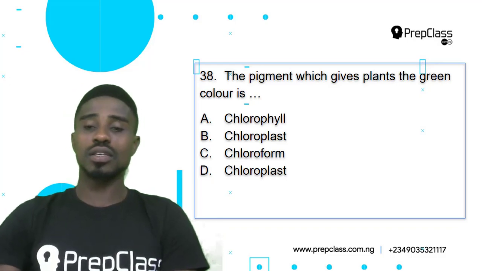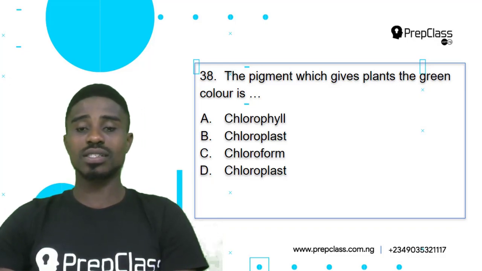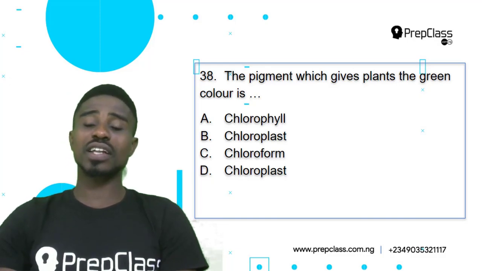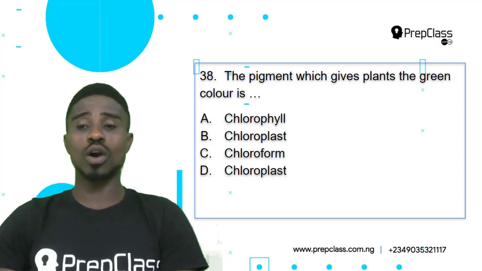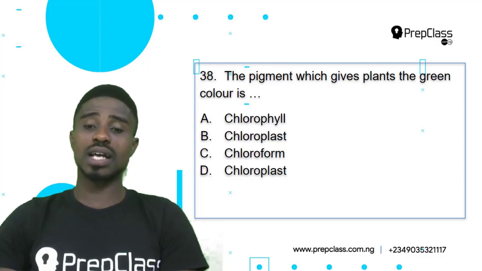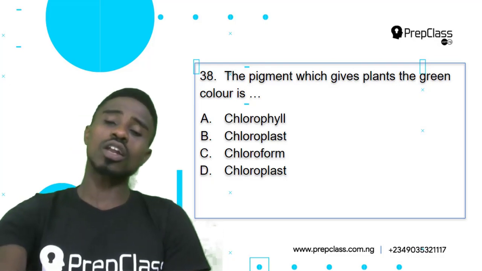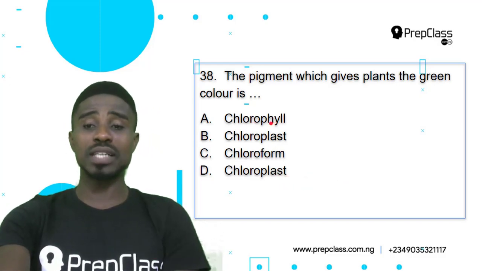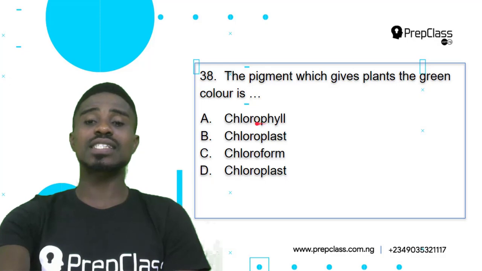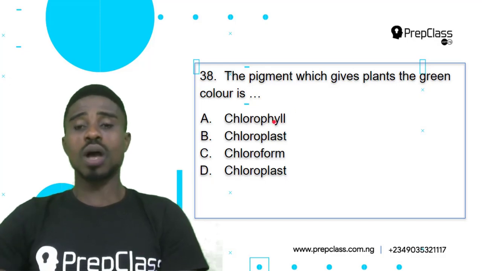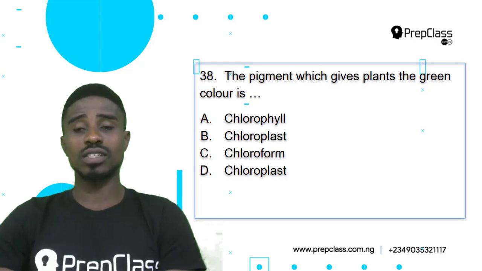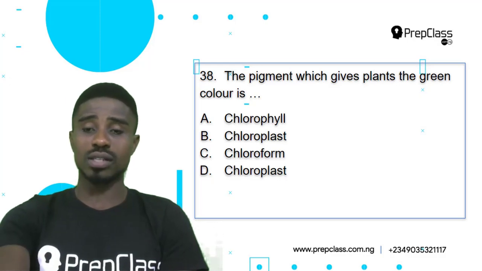Chlorophyll, B. Chloroplast, C. Chloroform, D. Chloroplast. So for us to carefully select the correct answer, we need to analyze all of the options and see which one best answers our question. Now, in looking at all of these options, you will agree with me that chlorophyll is the pigment which gives plants its green color. So I'm going to be reading out this explanation for us, which will help us in better understanding and conviction of our answer.